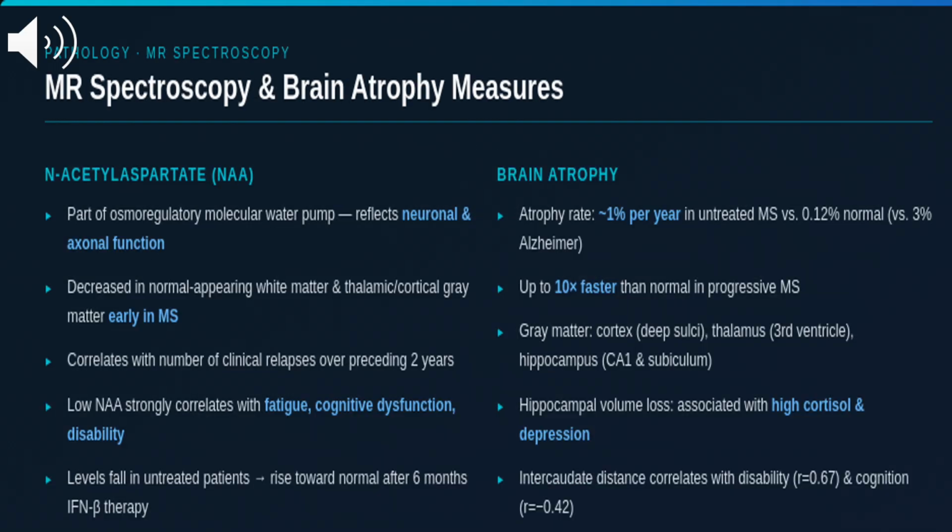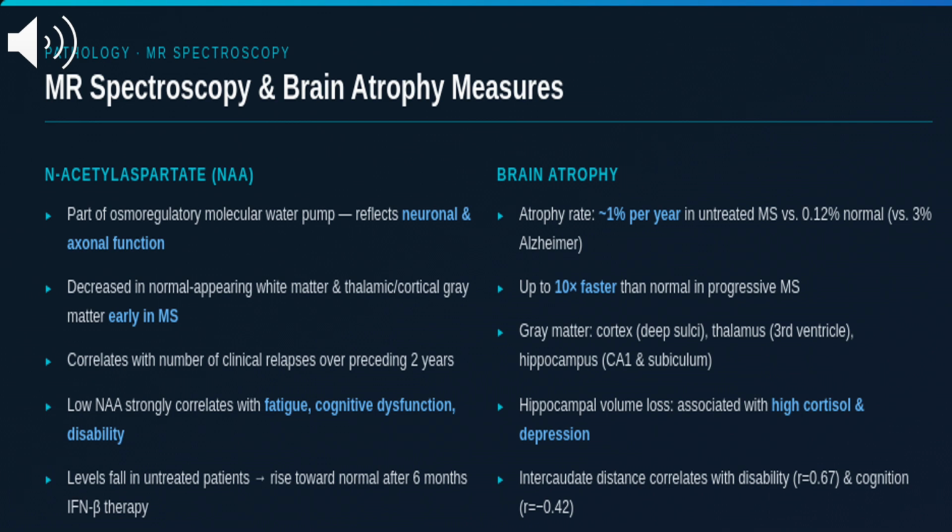Magnetic resonance spectroscopy and quantitative brain atrophy measurement provide important windows into the metabolic and structural consequences of MS that complement conventional MRI. N-acetylaspartate, or NAA, is a neuronal metabolite that reflects the function, though not necessarily the number, of neurons and axons. It is the most widely used MR spectroscopy marker in MS. Early in MS, NAA is already decreased in normal-appearing white matter and in thalamic and cortical gray matter. Long before T2 lesions and atrophy are visible, this early decrease predicts prognosis.